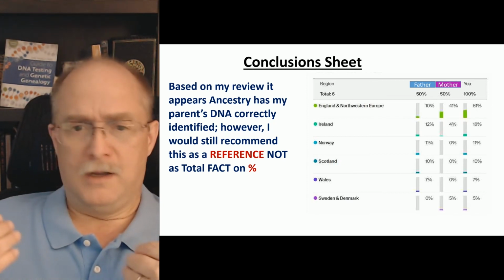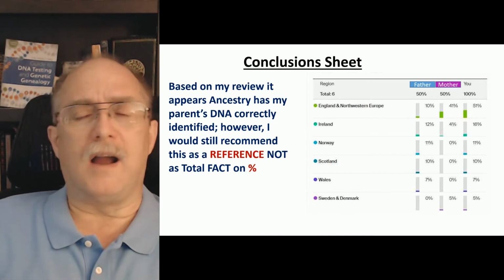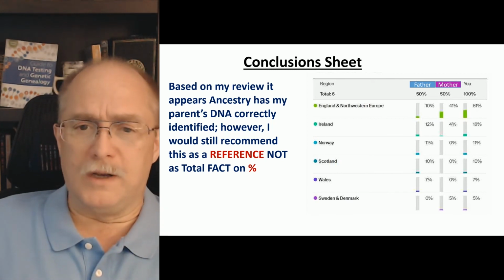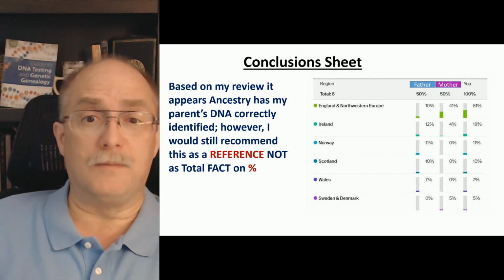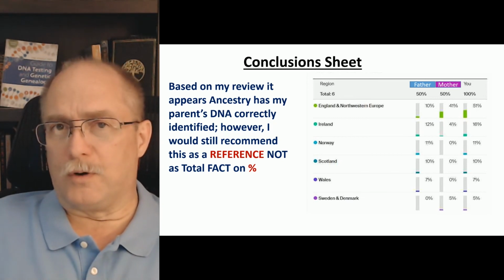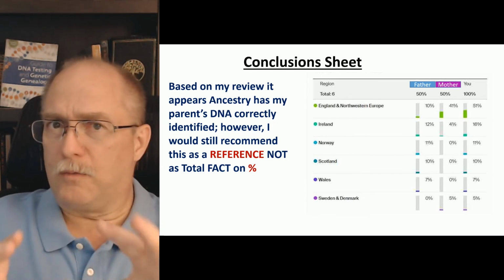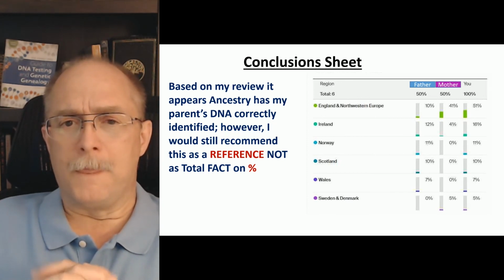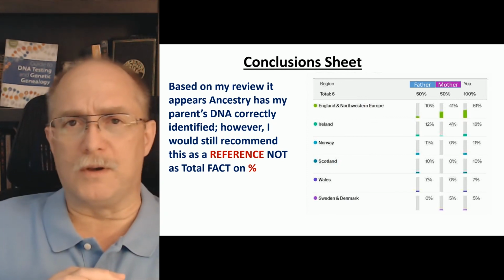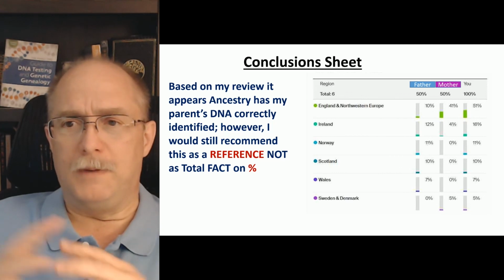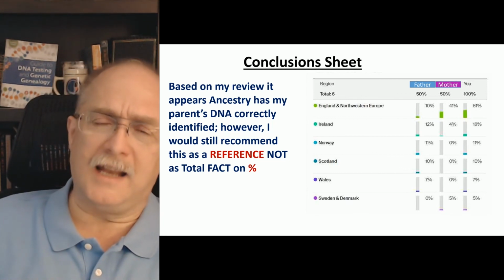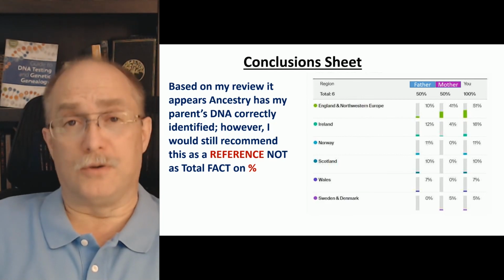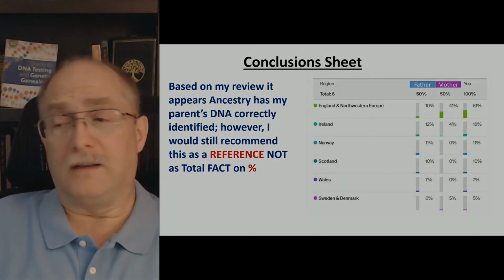You have, in my case, I do have Irish in me. I do have Norwegian in me. I do have Scottish in me. I do have Wales, and I do have Swedish and Denmark, which could kind of correlate with the Norwegian. So those are kind of all combined areas there. But the Wales and England and Northwestern Europe can also be considered a combination as well. Take a look at it. I suggest you go take a look at your data and see what you think.